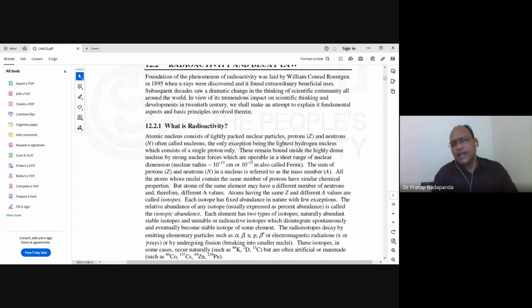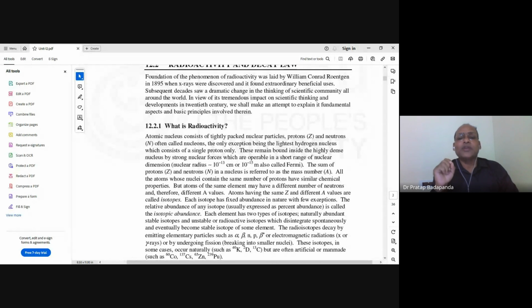So what I mean to say is, if the number of protons is always the same, their properties will remain the same. That is the clear statement. Chemical properties will be the same, not physical properties, because physical properties will be different, as the mass will change. The sum of the protons and neutrons in the nucleus is referred to as the mass number. All atoms whose nuclei contain the same number of protons have similar chemical properties.